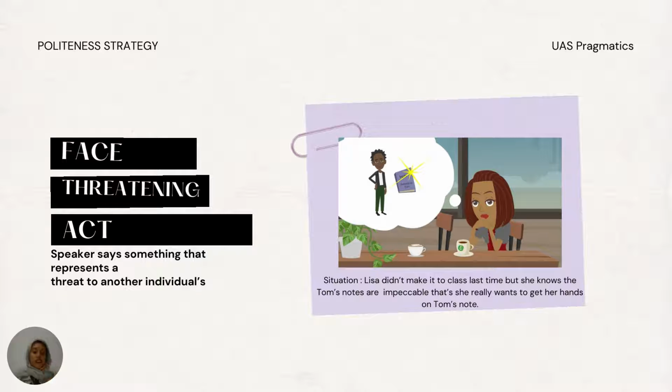And the next, face threatening act. Face threatening act or FTA: a speaker says something that represents a threat to another individual. In this picture situation, Lisa didn't make it to class last time, but she knows Tom's notes are impeccable. She really wants to get her hands on Tom's notes. But her request might put Tom in some distress.